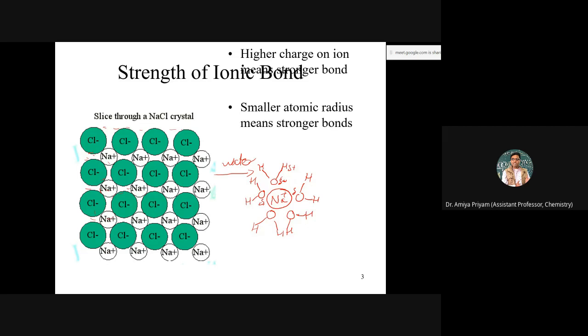And similar thing you can think of happening for Cl minus. Cl minus will also be surrounded by a large number of water molecules. This time, because it is a negatively charged ion, the positive end of the dipole will be pointing towards the Cl minus, the positive end of the dipole.